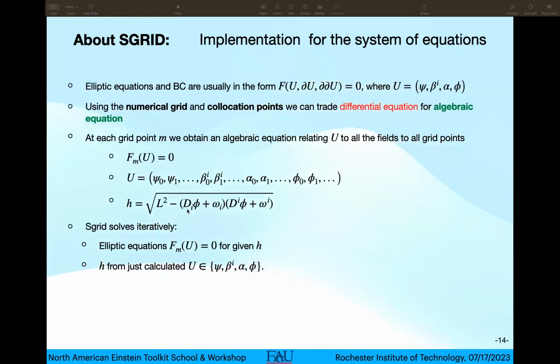So again, there is a solving procedure. We need to solve these elliptic equations, although they are not elliptic anymore, they're algebraic, but I'm talking about the equation of the fields, and then ask what kind of enthalpy it generates. And then using this enthalpy, we can iteratively go back to the problem of fields.